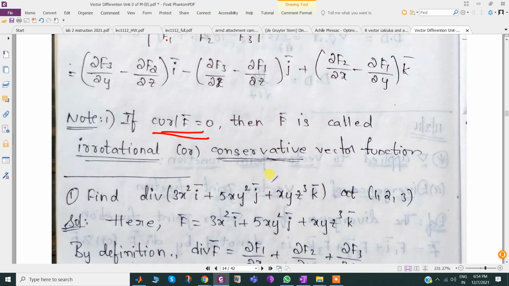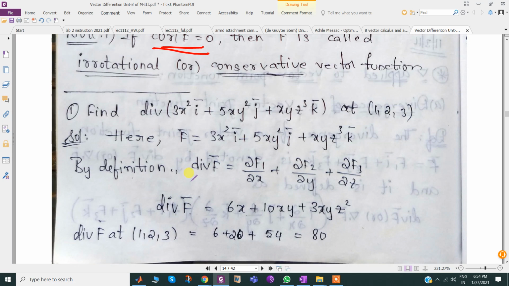If you pour water in a glass through a pump, the water might rotate. That means a curl is applying. Suppose you pour sand, which is very hard, then there might not be any rotation like water. That situation is called an irrotational or conservative vector function.